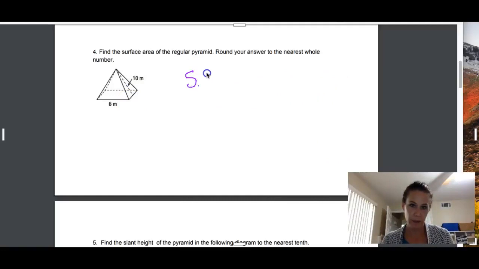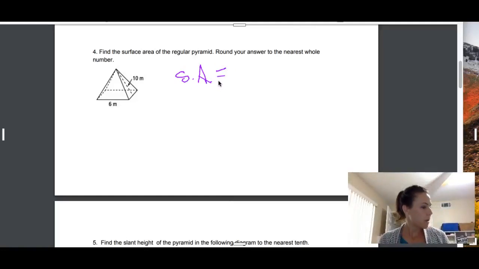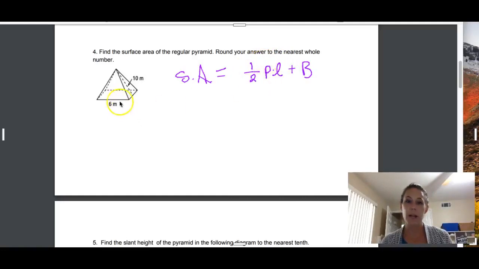The surface area of the pyramid is... okay. When we're looking at pyramids, it's going to be 1/2 the perimeter times the slant height. That is going to be our surface area: 1/2 the perimeter times the slant height plus the area of the base. So our lateral area is going to be 1/2 the perimeter times the slant height.